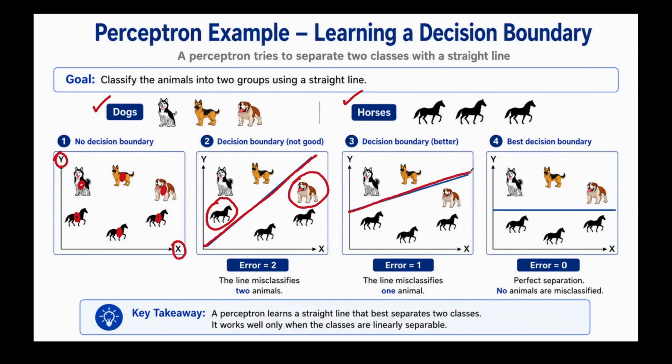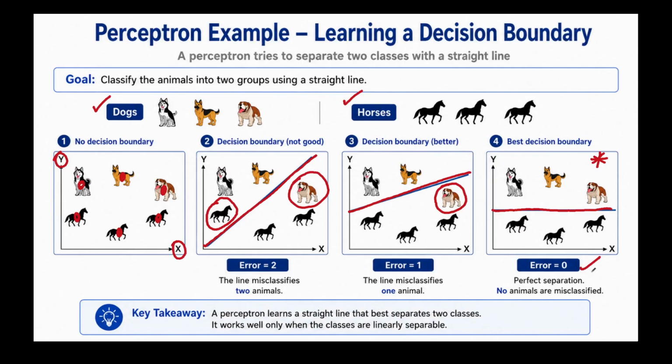In the third panel, the line becomes better. Now fewer animals are misclassified. Here the error is 1. In the fourth panel, the model finds the best decision boundary. The line separates dogs and horses correctly. Here the error is 0. No animals are misclassified. This is the basic idea of learning.